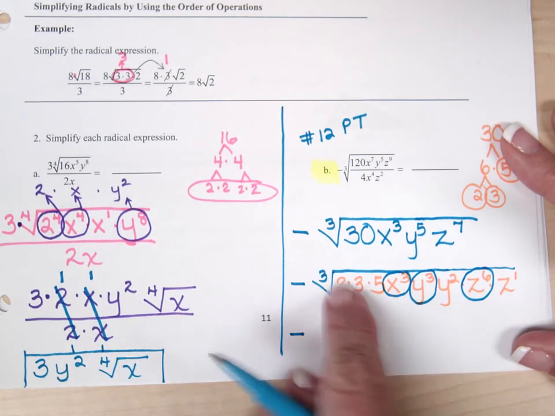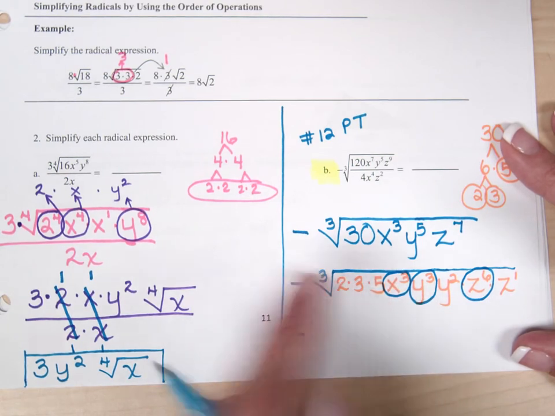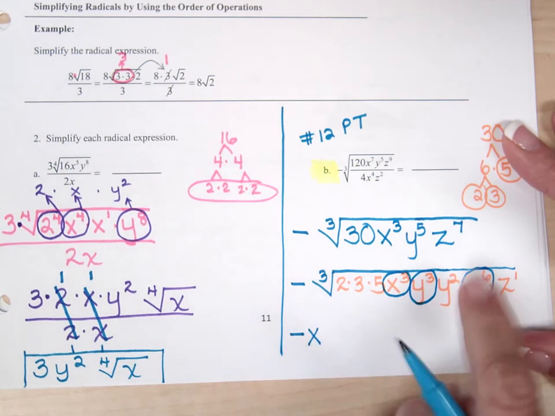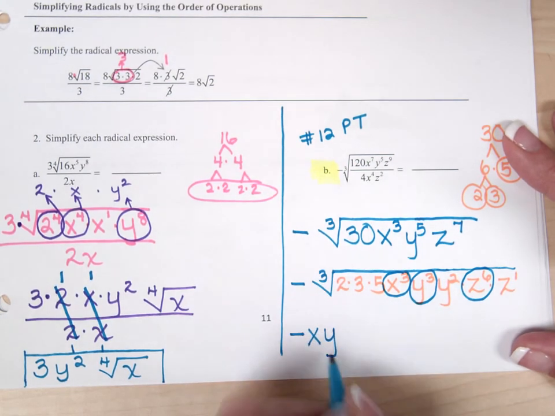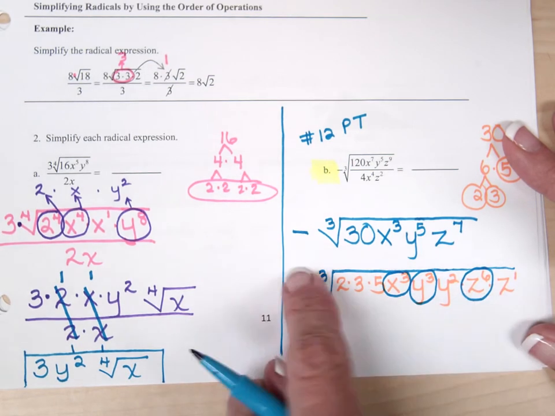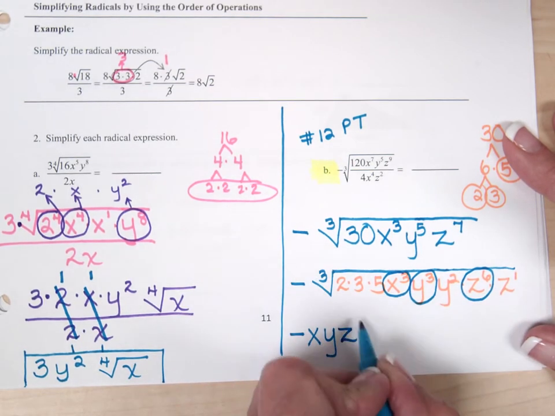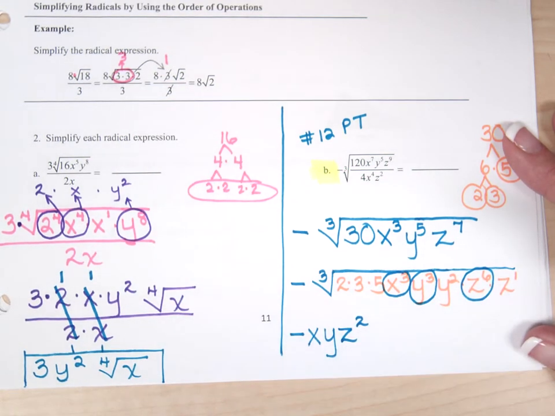And no numbers come out, so 3x's come out as 3 divided by 3, x to the first. 3y's, 3 divided by 3, y to the first. 6z's come out as 2z squared, so 6 divided by 3, z squared. Everything else has to stay in jail because there's not enough to come out.